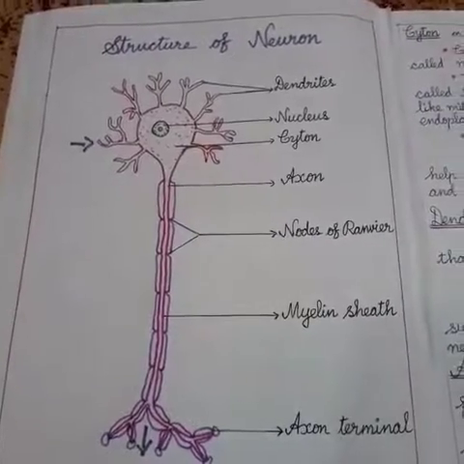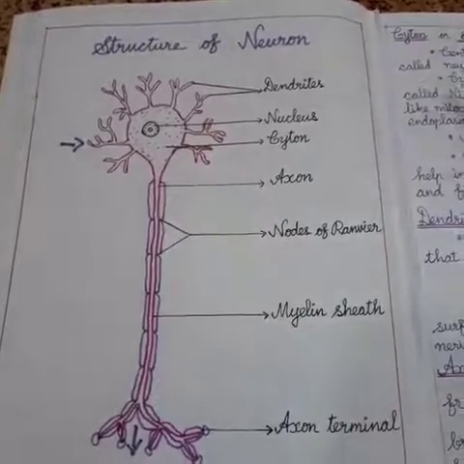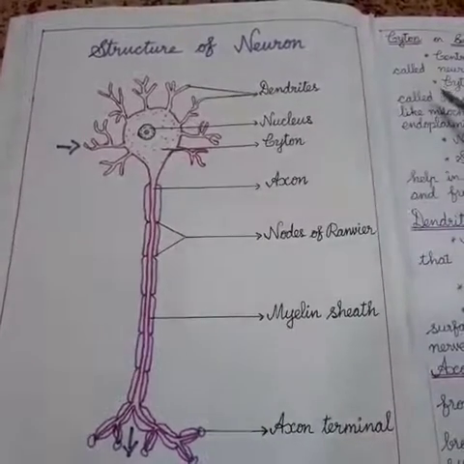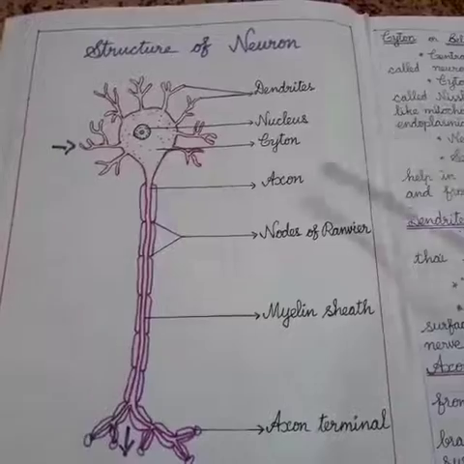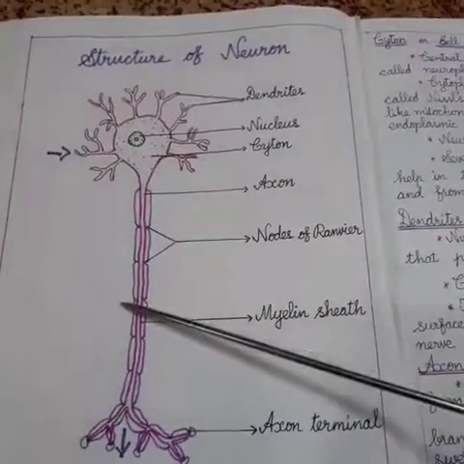In the previous video itself, I taught you about the structure of the neuron, but there was no response, so I am repeating it again. The nerve cell or the neuron consists of three parts: the cyton, dendrites, and the axon.